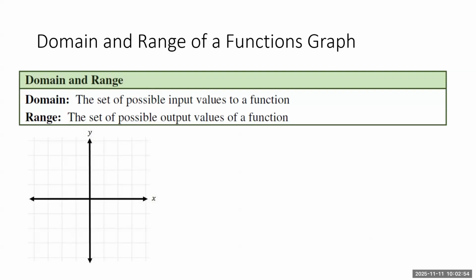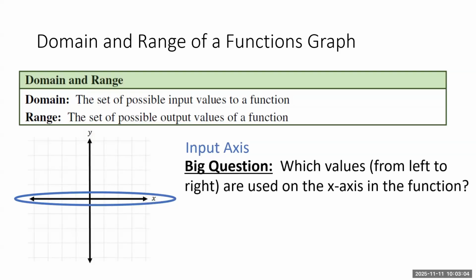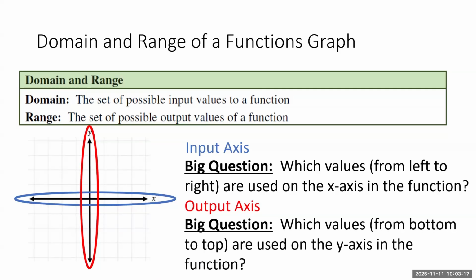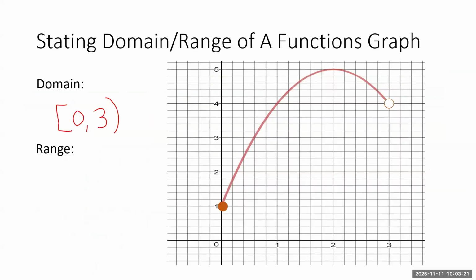Below, I've got a picture of a blank XY grid. I drew a circle around the X-axis. That is my input axis. The big question here is which values from left to right are used on the X-axis in this function. That's how I address the question of domain. Now I've drawn a circle around the output axis. The big question here is which values from bottom to top are used on the Y-axis in the function.